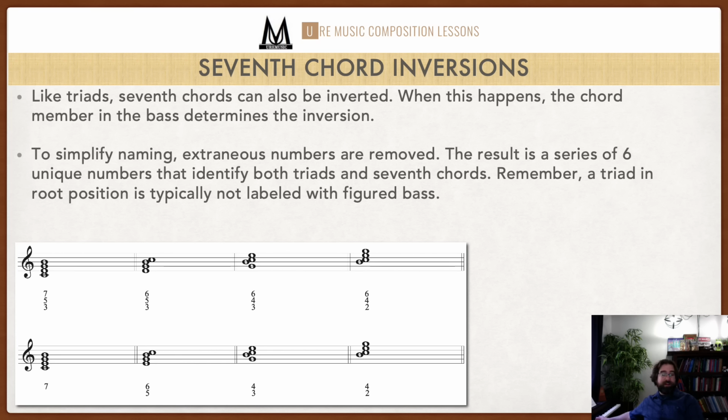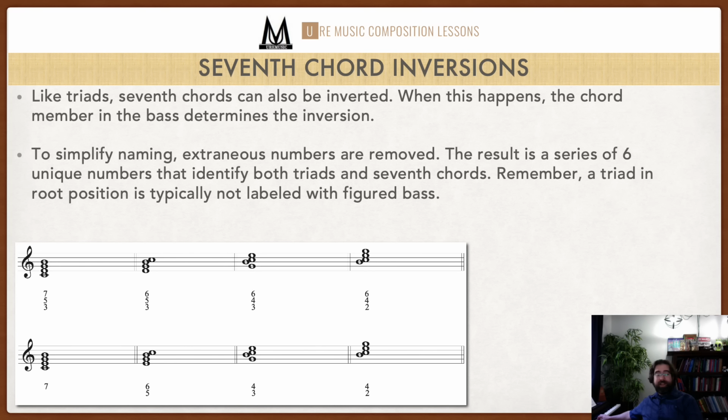So if you have a seventh chord in first inversion, you label it as 6, 5. We don't write the 3 underneath it. And another way to think of this is that a first inversion seventh or triad has a third in the bass. So now if you take the E and you move it on top, you end up with a G in the bass.